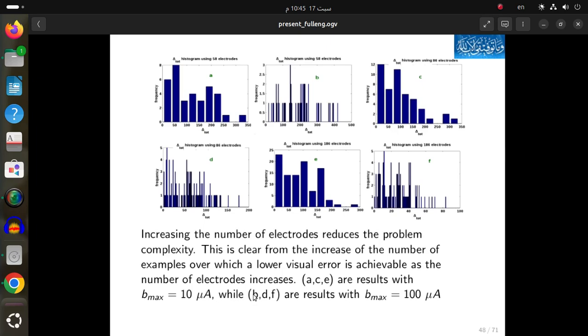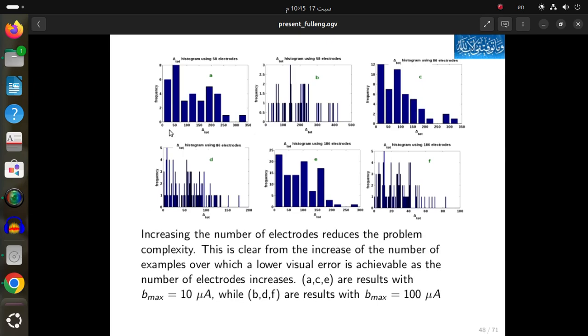Of course, when we impose a greater restriction on the allowable maximum electrode current, the control is more difficult. We can see this in the total visual error. In this histogram, we see how many examples fall within the bin of each different range of visual error.